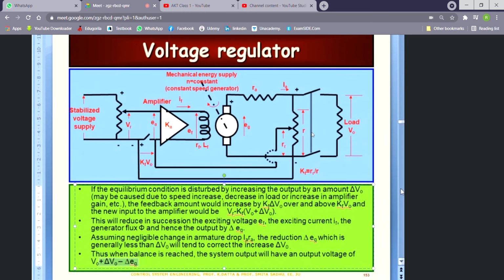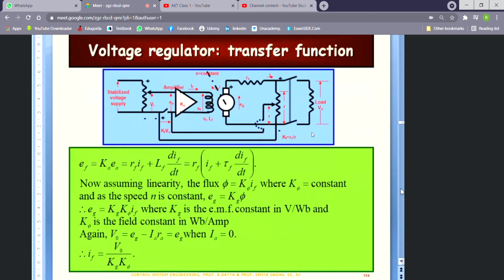So now we will actually derive the transfer function as well by writing down the equations for the dynamics of the different parts of this system. Starting with this field circuit, RF and LF, it's mentioned over here, are the resistance and inductance of the field.